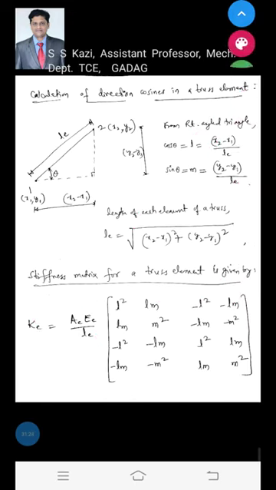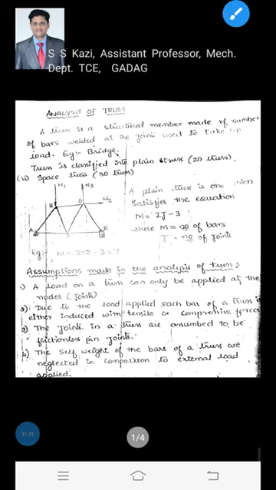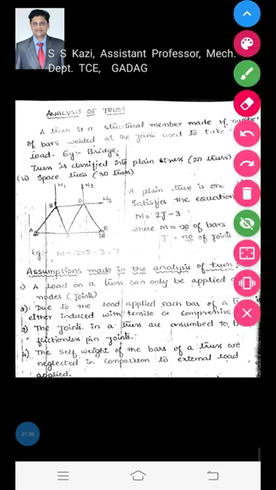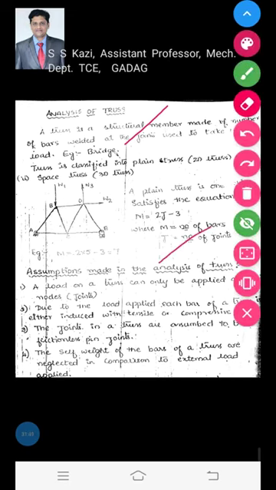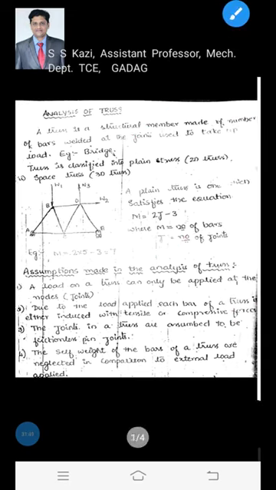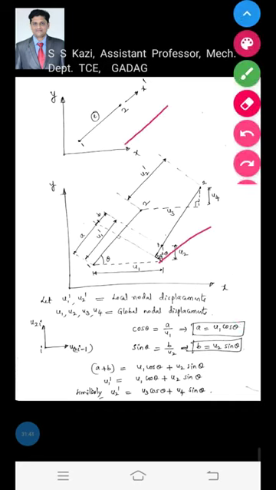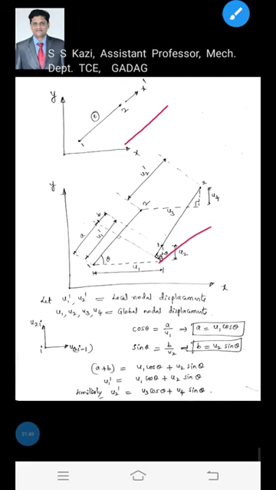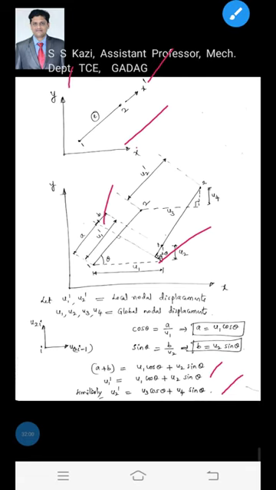I hope, dear students, you have understood this session. In this session, what we have covered is what we mean by a truss, the definition of a truss. We have discussed the assumptions made in the finite element analysis of a truss, 4 assumptions. Next we have discussed the local and global coordinates: local coordinate x dash and global coordinates x and y, and the relationship between the local and global nodal displacements.